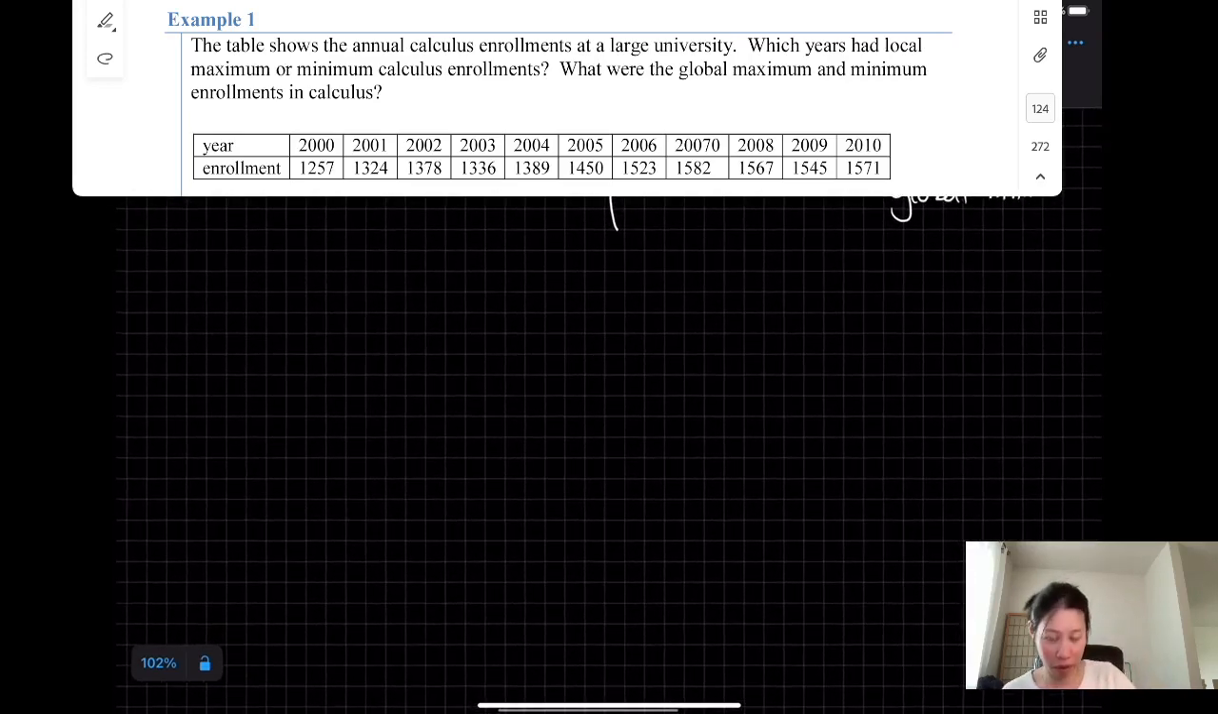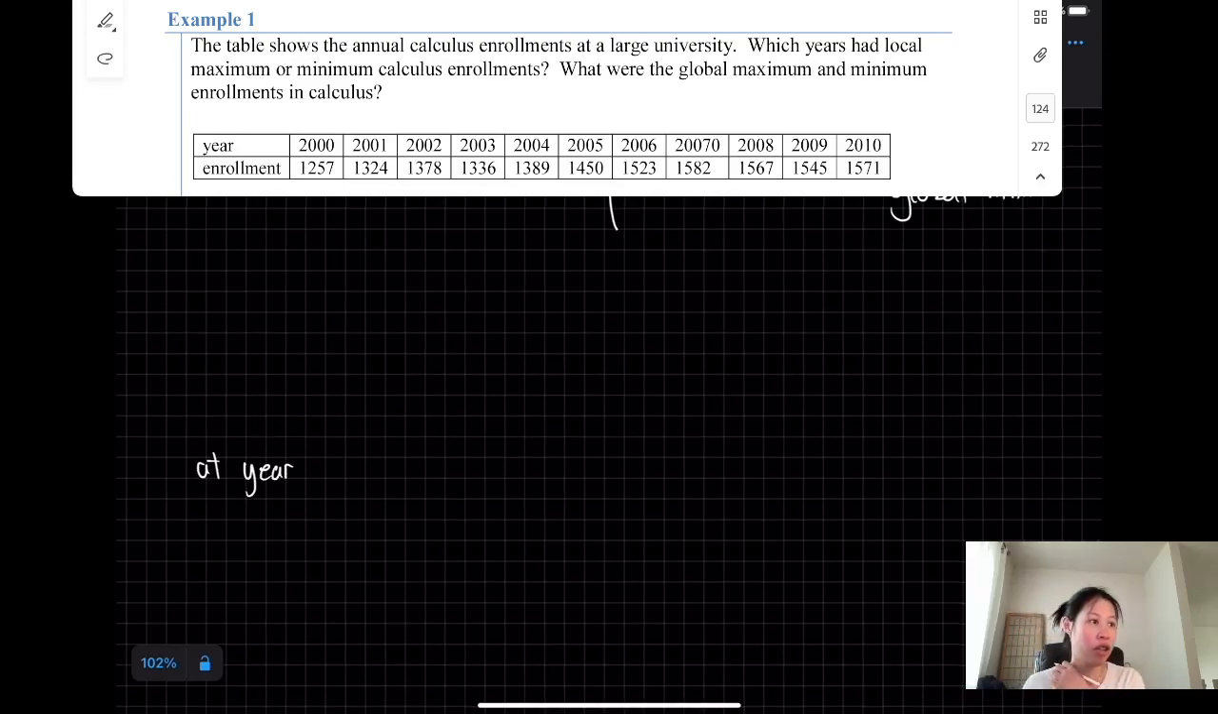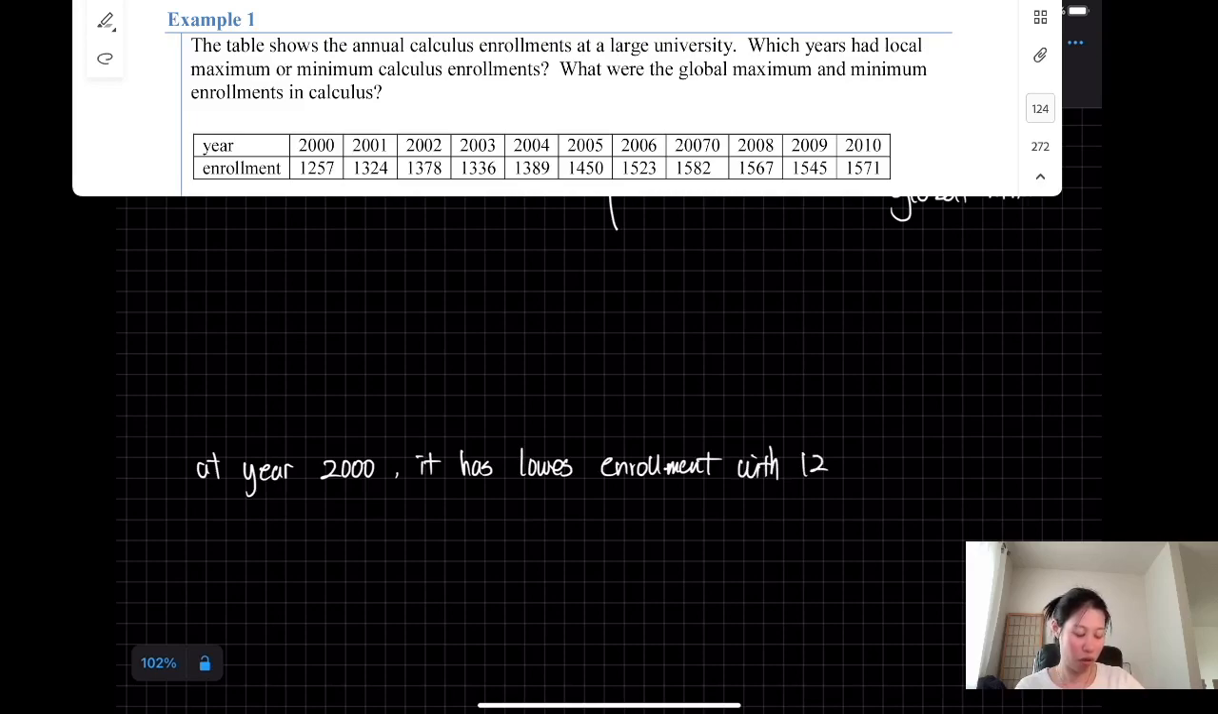So it should be at year 2000, which is the local minimum. It has the lowest enrollment, with 1,257 enrolled in calculus class.